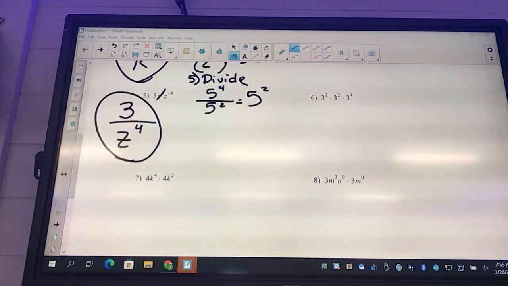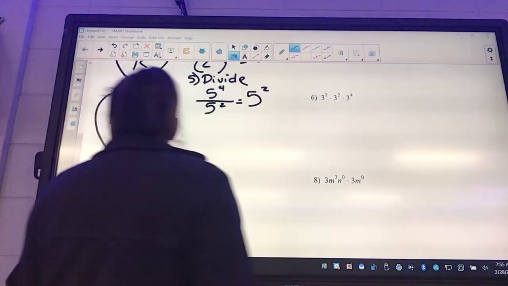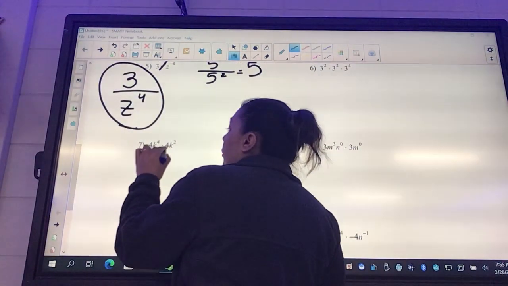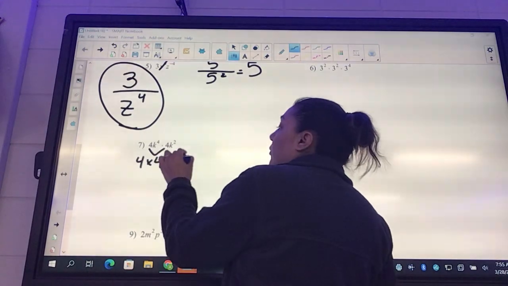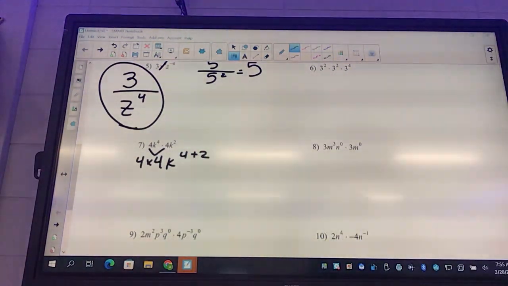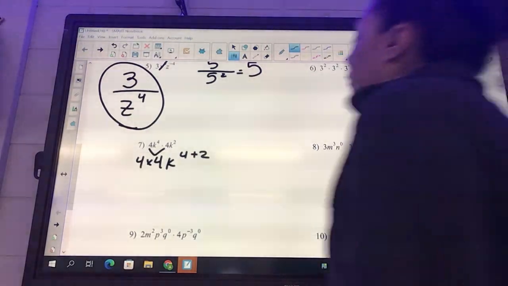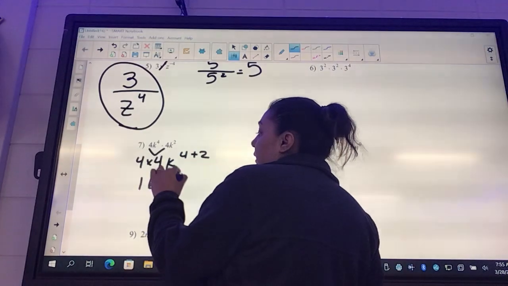Number 7, what rule is that? Multiplication. So we're going to multiply the bigs, and I'm going to write these out, but you're going to say 4 times 4, k to the 4 plus 2, and we add the littles. Well, 4 times 4 is 16, k to the 6.